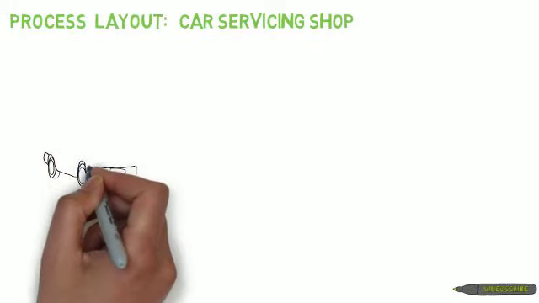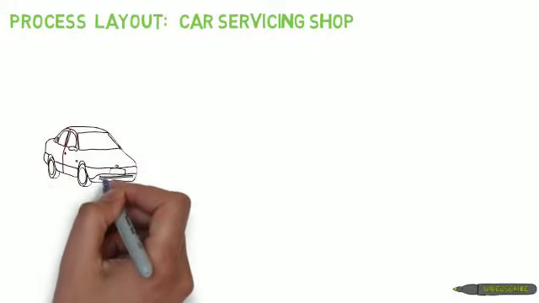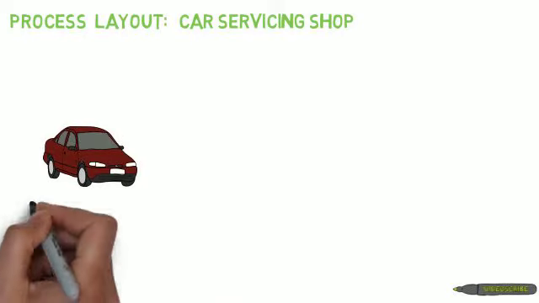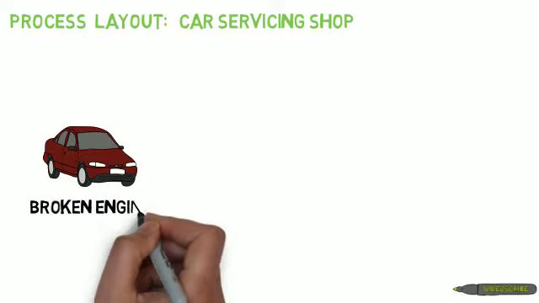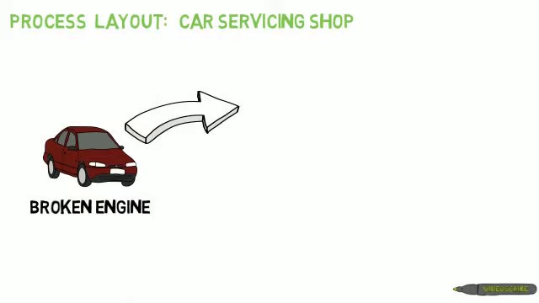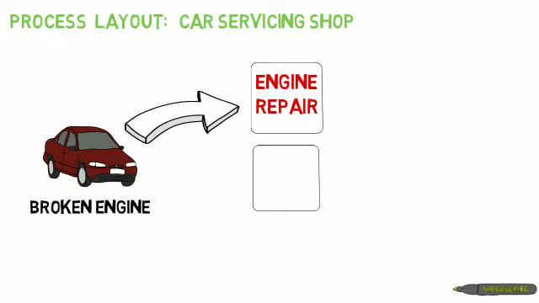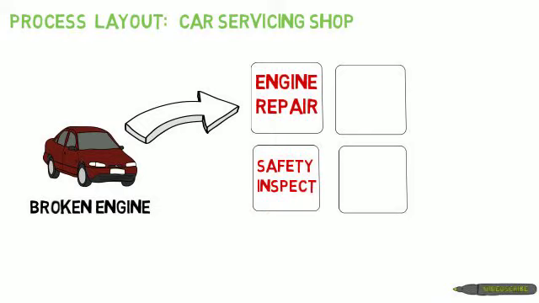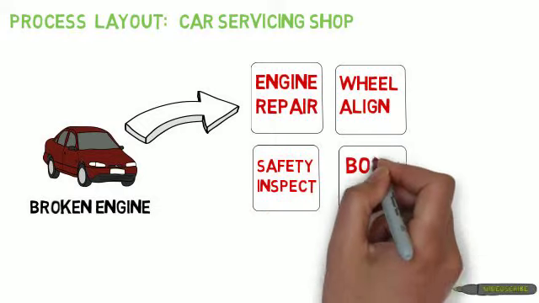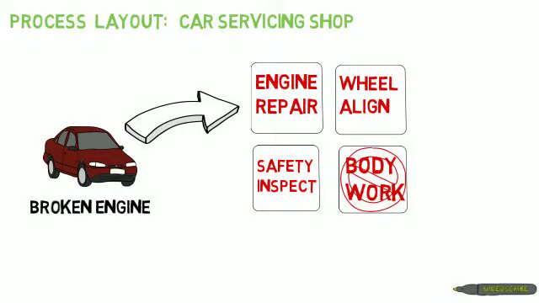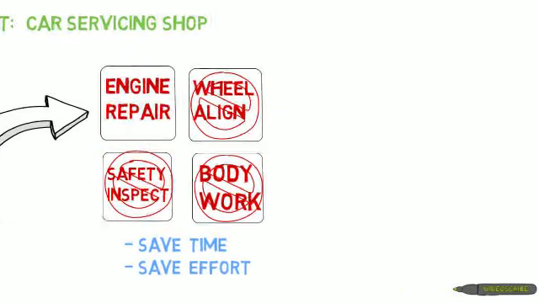An example of this is the car servicing shop. If your car is broken and you send it to the repair shop, once the mechanic identifies the problem, let's say your engine is broken, the mechanic will straight away send your car to the engine repair workstation to fix the problem. Even though there are other workstations in the repair shop like safety inspection, wheel alignment, bodywork or others, there is no need for your car to go through all the other workstations, thus saving time and effort. This is the example of a process layout.